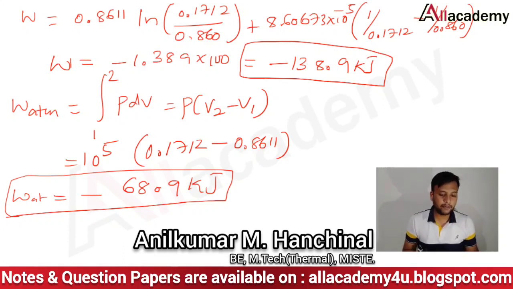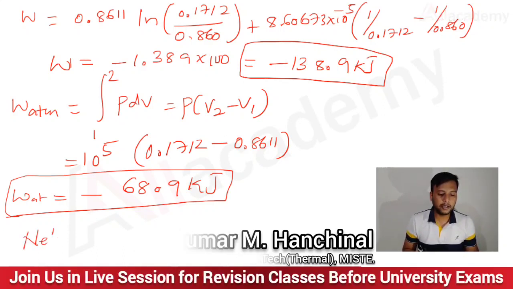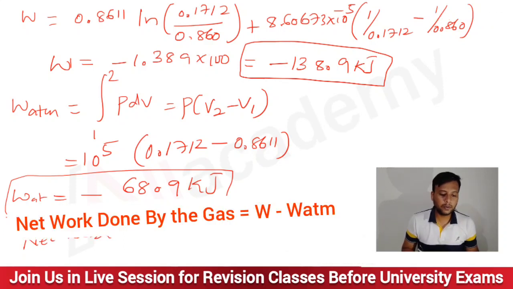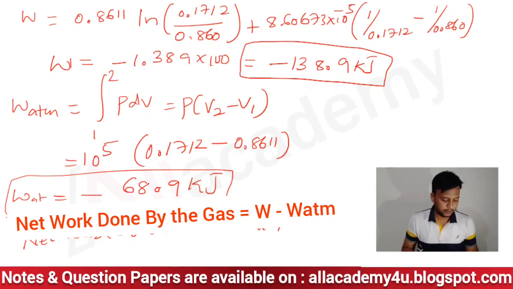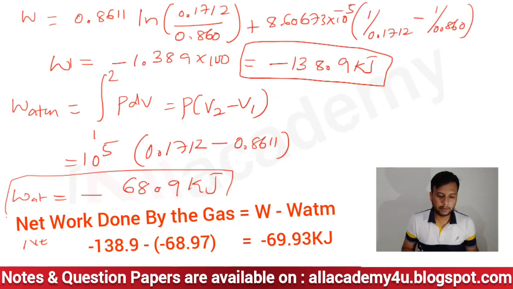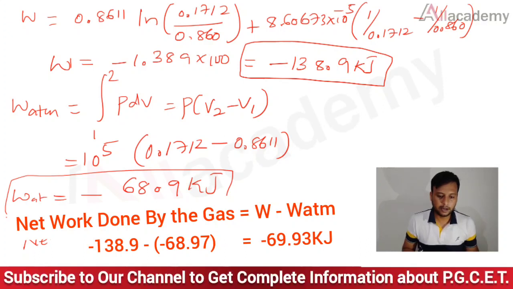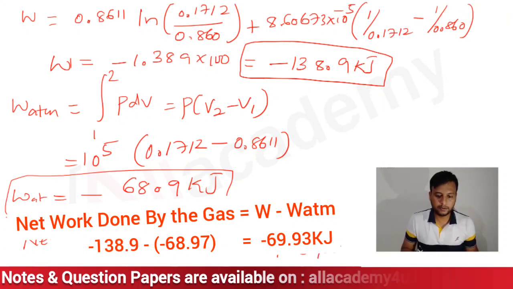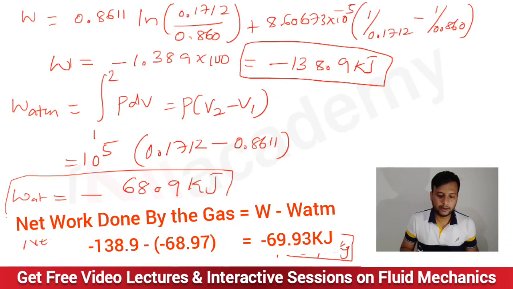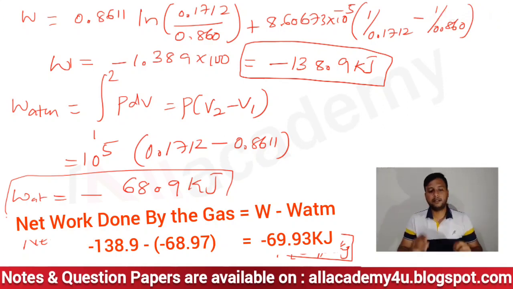Now he has asked to identify the net work done. Now the net work done will be W plus W atmosphere. Both are in minus. One is minus 138.9 and another one is minus 68.9. So the final answer you will get is around minus 69.7 kilojoules. Now this is our final answer, 69.7 kilojoules, and this question is asked for 8 marks.